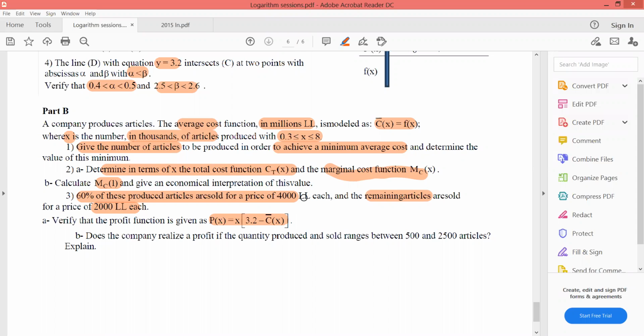Rx minus Cx is the profit. What is Rx? Price over unit price, times X. How many revenues do I have? Is it the same revenue or two different revenues? Different, two different. So please pay attention.